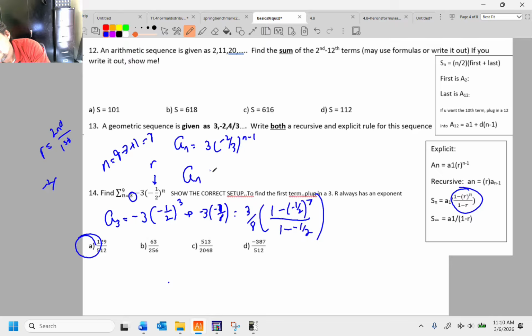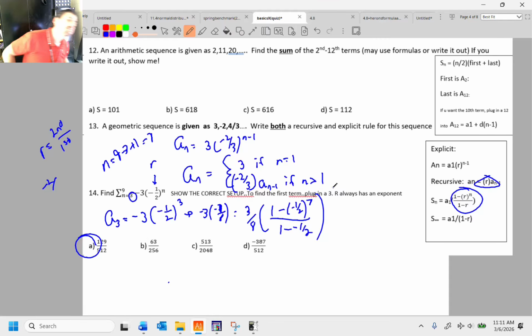Then you have the recursive rule, which I've got to fix too, wasn't given to you quite right, is the first term of 3 if n is 1, or it's -2/3 of a sub n minus 1 if n is bigger than 1. Easy peasy lemon squeezy.